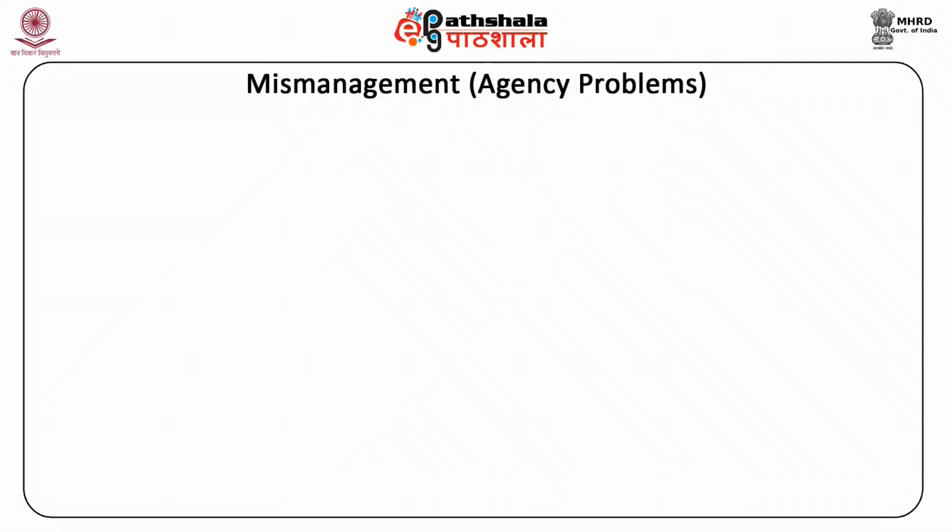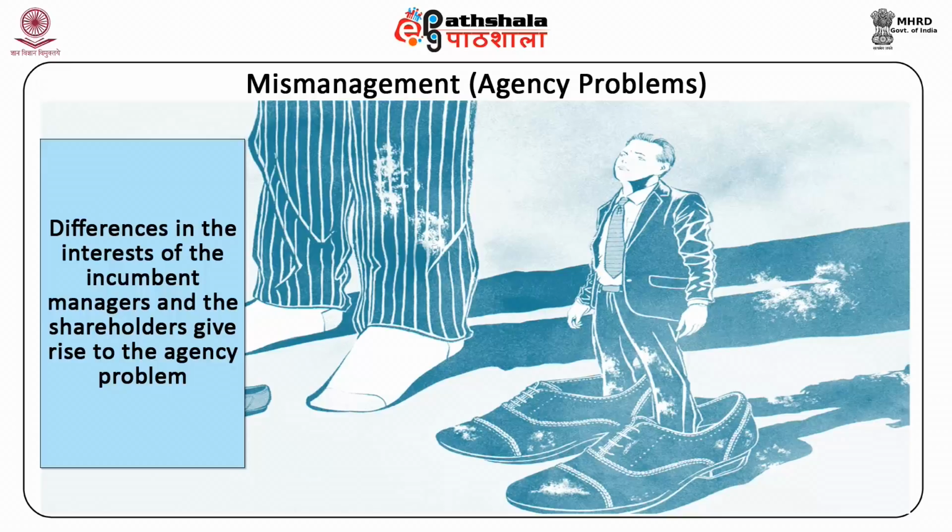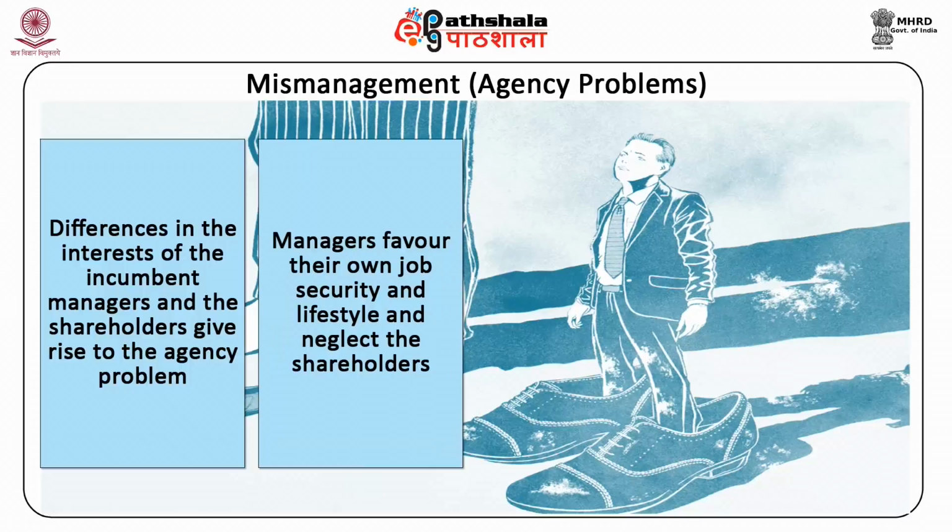Another is mismanagement or the agency problem. Differences in the interests of the incumbent managers and the shareholders give rise to the agency problem. The problem arises when the management owns a small fraction of the shares of the firm. In such cases, managers act as agents of the shareholders. These managers may be more in favor of their own job security and lifestyle, neglecting the interests of the shareholders. The responsibility of maximizing shareholders' value might also get totally neglected.